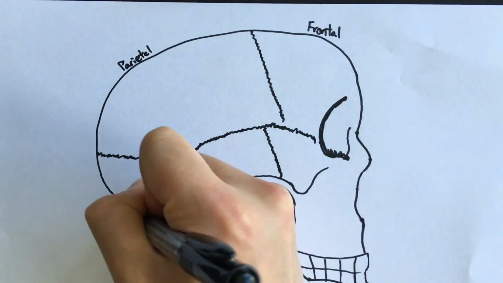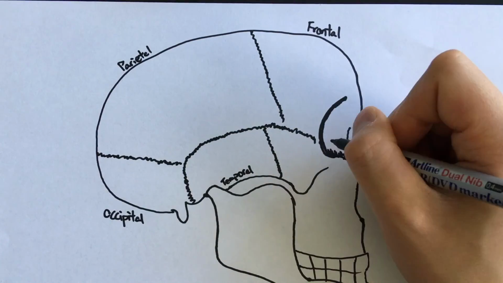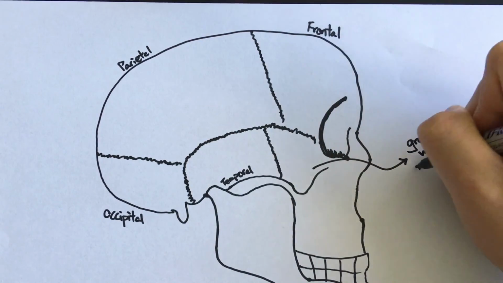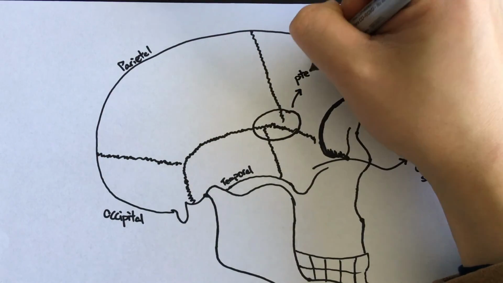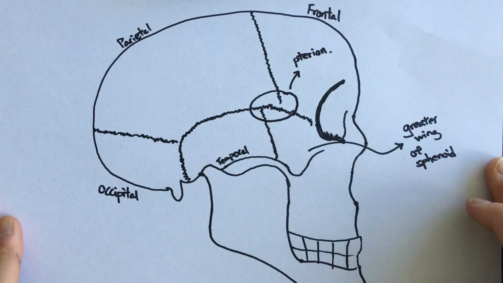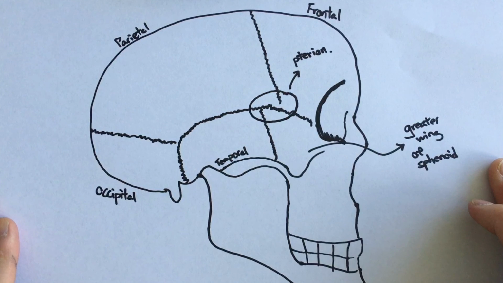One important suture to recognize is the one Jono has highlighted here between the frontal bone, temporal bone, and the greater wing of the sphenoid. This is called the pterion. Its importance lies in its poor architectural design.